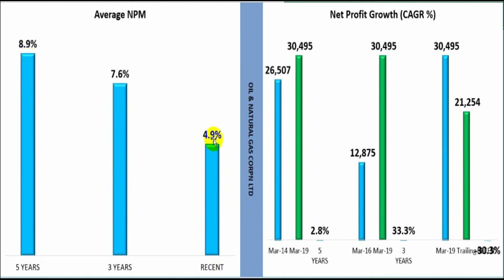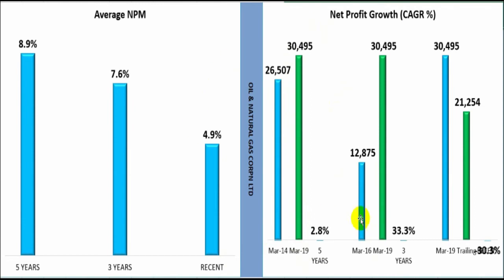So the recent NPM is below its 3 and 5 year averages, which is basically a problematic thing. But 1 year we can ignore. For 3 years it is still okay, considering that it is at 7.6. Let us look at the net profit growth rate, compounded. In the last 5 years, from March 14 to March 19, the profits have been increasing at the rate of 2.8% compounded, from 26,500 crores to 30,000 crores.